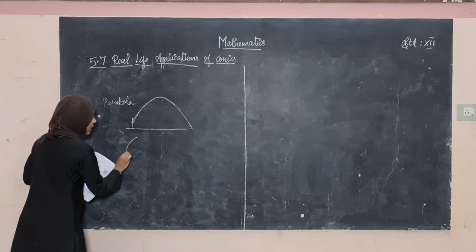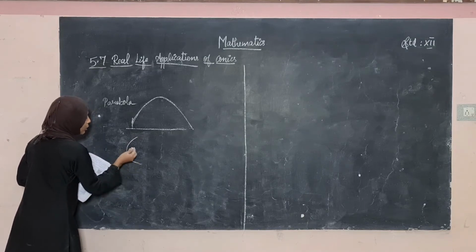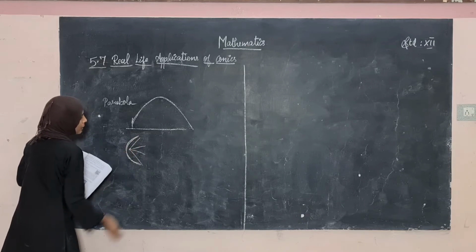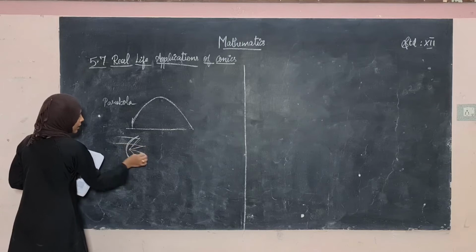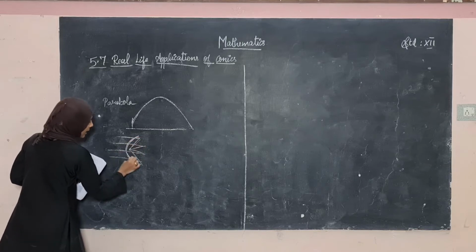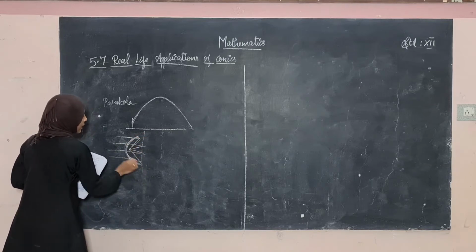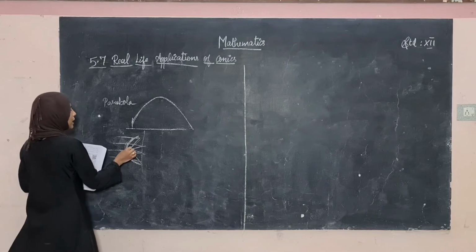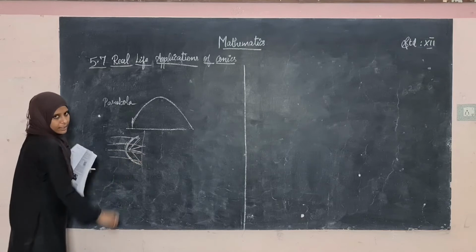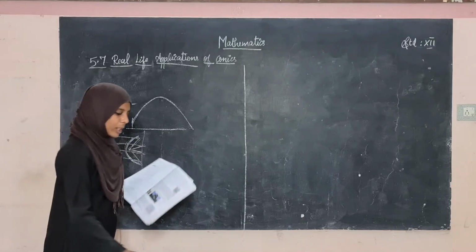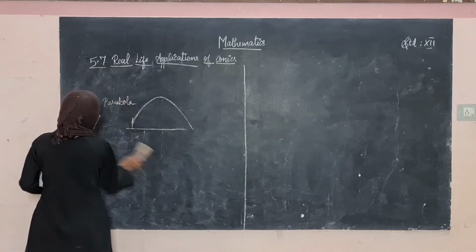So this is the headlight like this. The bulb will be located at the focus and the rays will be going like this and then it gets reflected. So this is the headlight of the vehicle here. The bulb of the headlight will be located at the focus, and the rays get reflected like this.